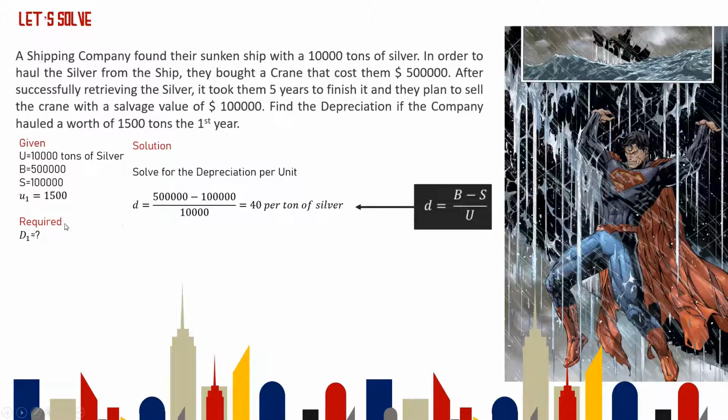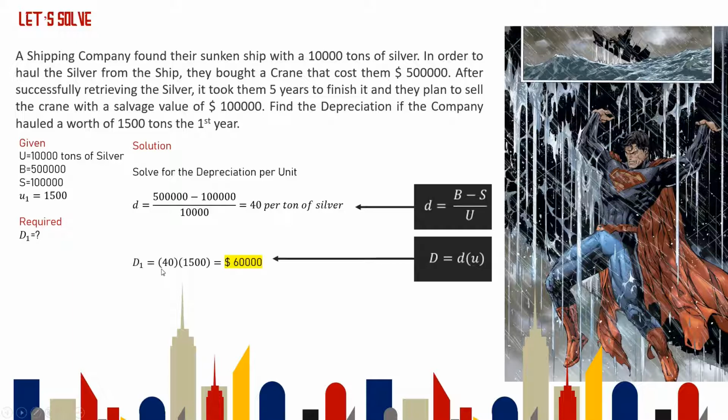Now, ang gipangita man ani is pila ang depreciation if 1,500 tons nga silver ang ilahang nakuha after the first year. Okay, so capital D is equals to D times U. Capital D equals $40 per ton of silver. So, nani siya, diba, over ton. And this one is 1,500 tons. So, diba, makancel ang mga units. So, ibig sabihin, ang mabiling dollars. So, 40 times 1,500 is $60,000.